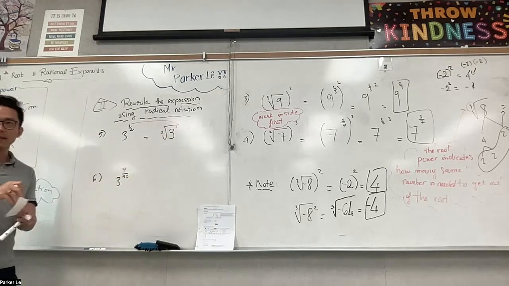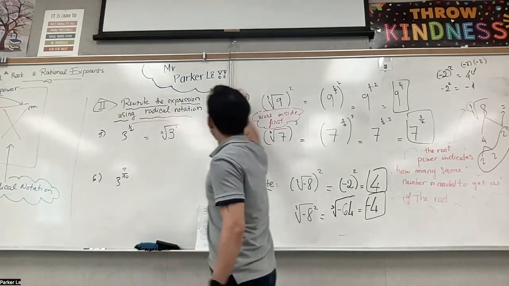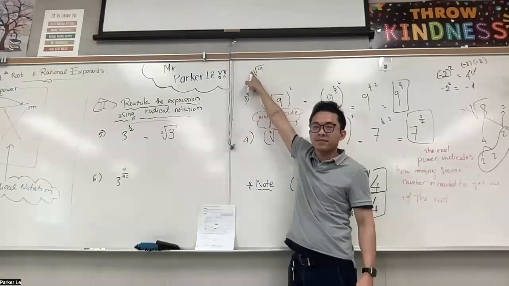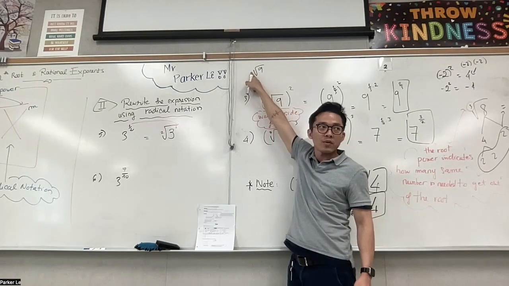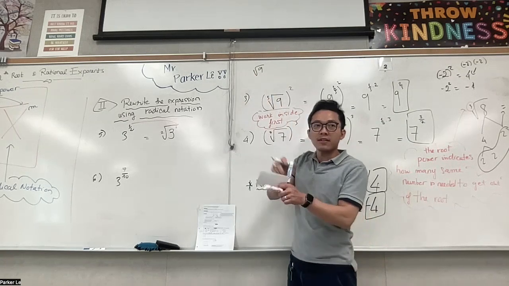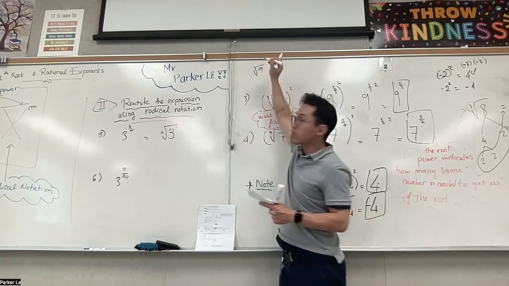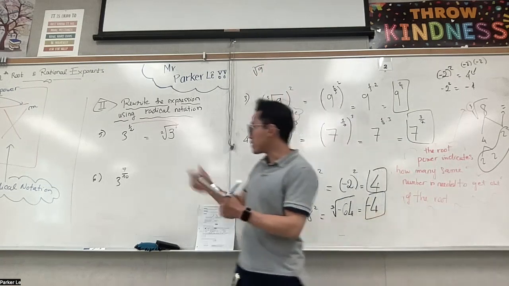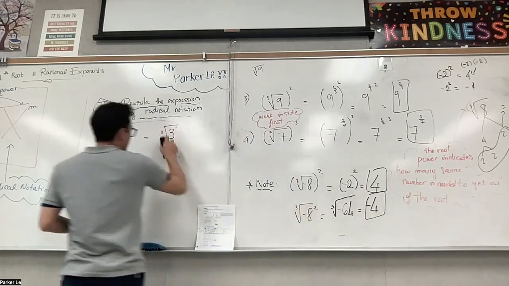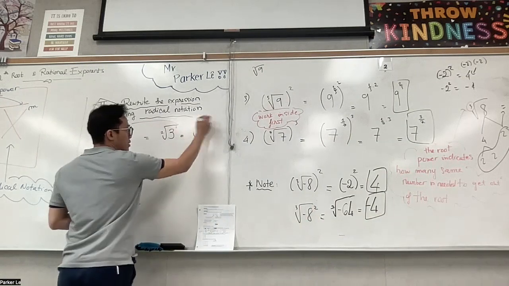Right? But here's the thing. When you see no number outside, what does it mean? Is that square root, cube root, 4th root, 5th root, what? If you don't see any number, what does it mean? Square root, right? So if you don't see any number, that means there is an invisible 2 right here, because it is square root. So same thing, you don't really need to write the 2, so the answer should be square root of 3.